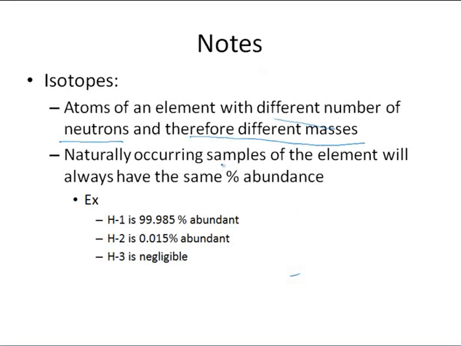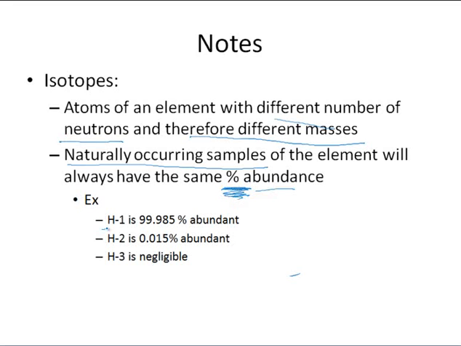For any given element, any naturally occurring sample I get of that element, it doesn't matter whether I get it out of a cave in Ecuador or out of a mountain in Colorado, the element is going to have the same percentage of the different isotopes, and we call that the relative or the percent abundance.